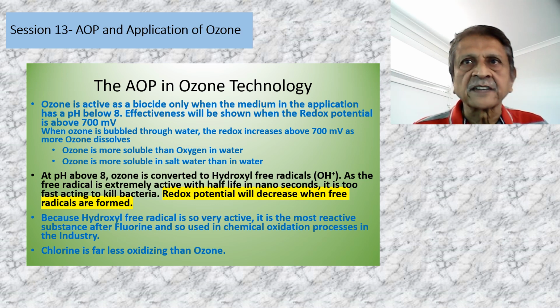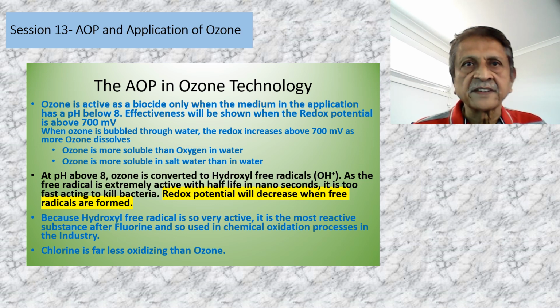Ozone is active as a biocide only when the medium in the application has a pH below 8. Effectiveness will be shown when the redox potential is above 700 millivolts. When ozone is bubbled through water, you will note the redox potential increases as more and more ozone dissolves. It is also noted that ozone is more soluble than oxygen in water. Ozone is more soluble in salt water than in water. We will be dealing with this when we learn about ionic potentials.